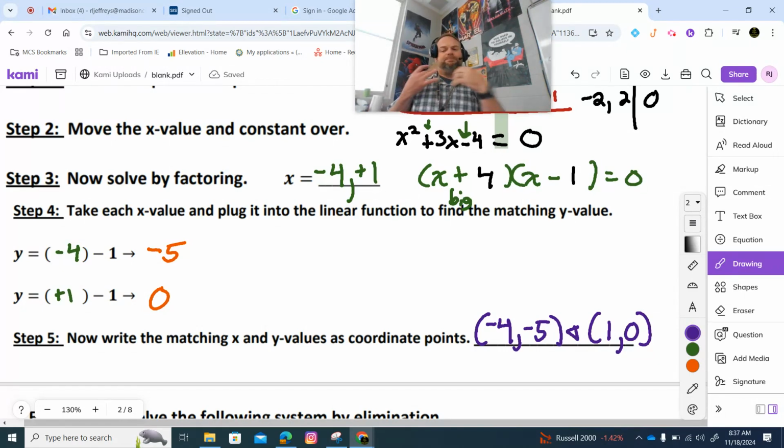Okay, so step 5, write the x and y. Now, I might have done that one kind of fast. My adrenaline may be pumping. But as you do it, if you go through the steps, that's it. Now, let me tell you this.